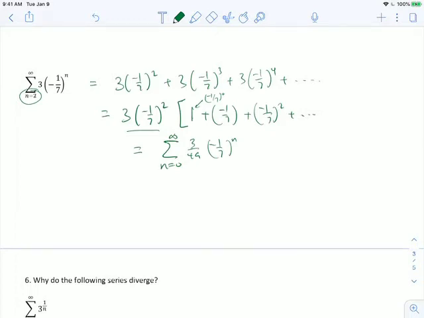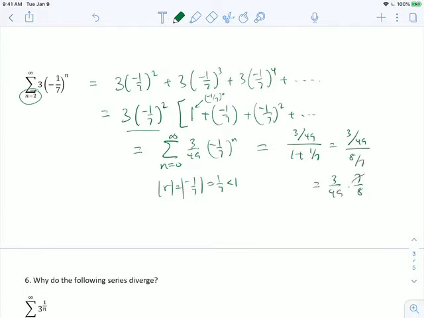And so the absolute value of my ratio is 1/7, which is indeed less than 1, so this converges. And so I get 3/49 over 1 plus 1/7. So I get 3/49 times 7/8. That goes away, and I'm left with 3/56 as my sum.